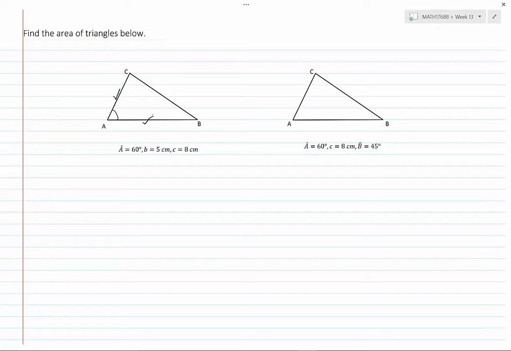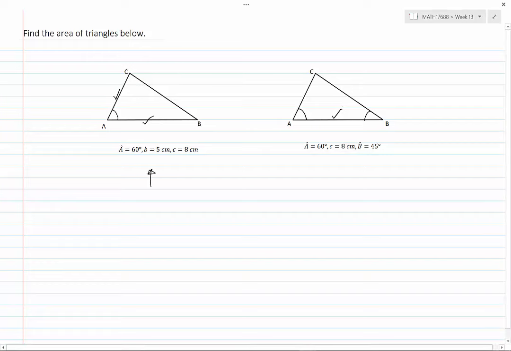In the other example, the angles A and B and the side C are given. We're given two angles and the side between them. In both cases, the triangles are fixed by the information we're provided with. Our job is to find what we need in order to calculate the area. I start with the first case.